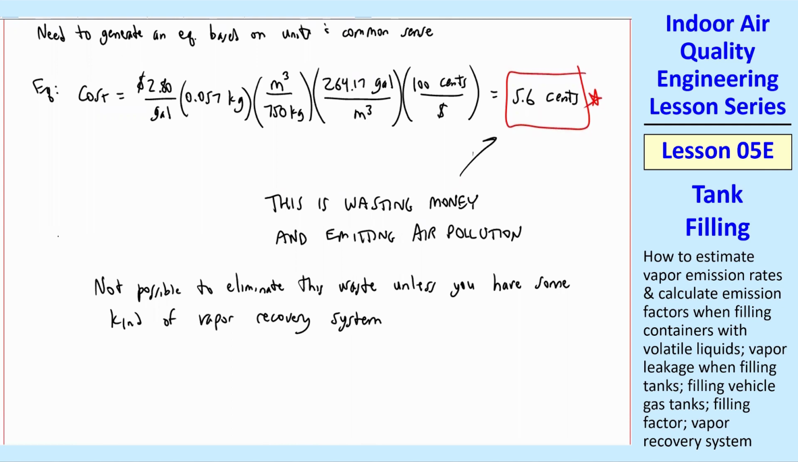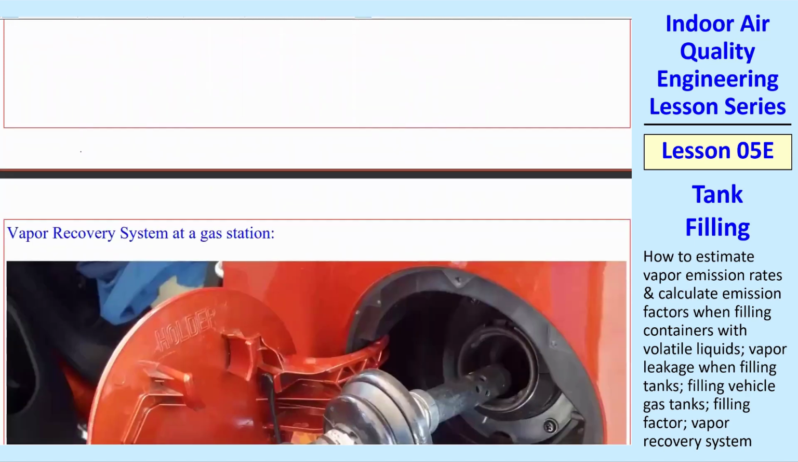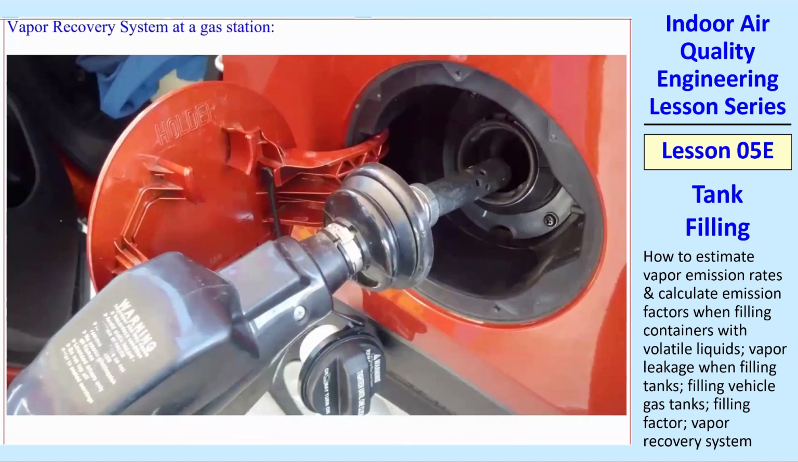As you put your gasoline liquid into your tank, the vapors that are there, this stuff is already evaporated in your tank. It's got to come out of your tank. There's no way to avoid that. The only way to eliminate this waste and this air pollution is to have some kind of what we call a vapor recovery system, which will capture some of that vapor before it goes out into the atmosphere and then recover it. This is what something like that looks like.